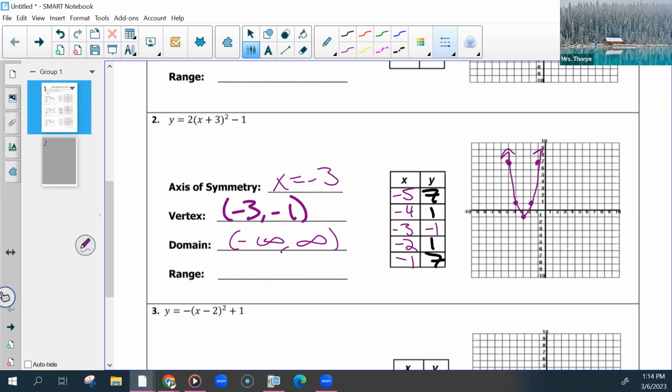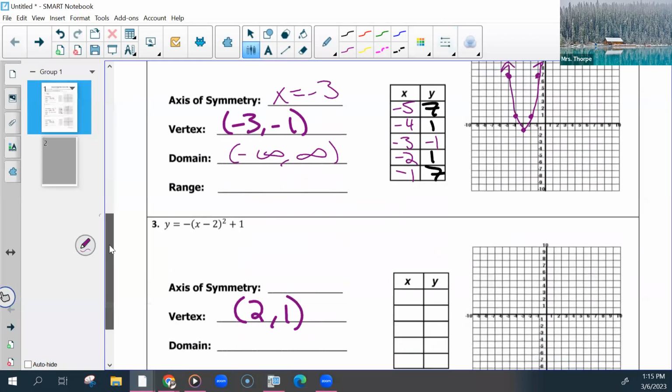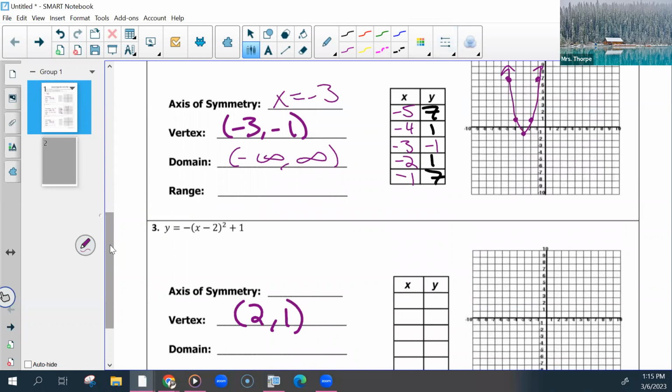So something like that. I knew to look for these X values. So when X is -5, I'm looking for those X values. Right. And then range, what's your lowest and highest? Lowest would be -1. Our highest would be positive infinity. It would be everything greater than or equal to -1, either one.